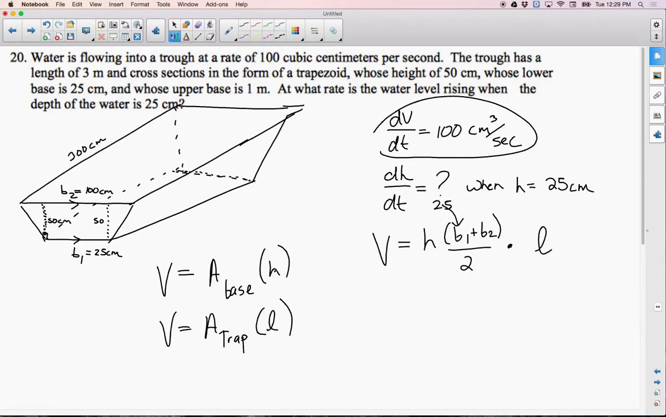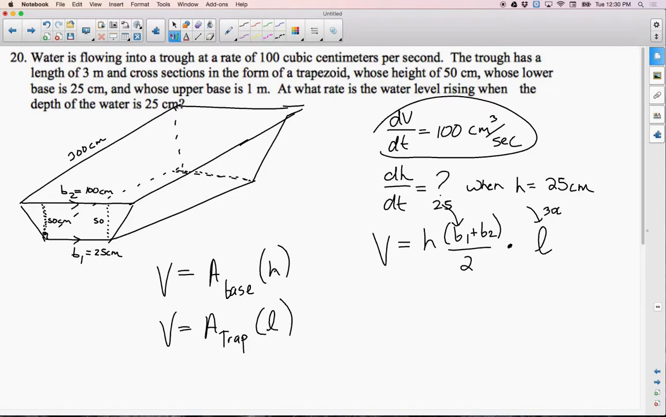But as you fill this up, will the top base, wherever the water level sits, be different? Yep. It changes. When it's full, it's what? When it's empty, it's what? So the upper one's changing, but the lower one's not changing. So we can't replace B2. Now L, the length of the trough. As you put water in this, will the length ever change? The length's always 300, so we can plug 300 in for that one.